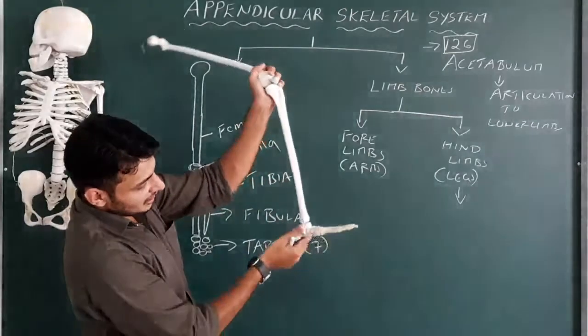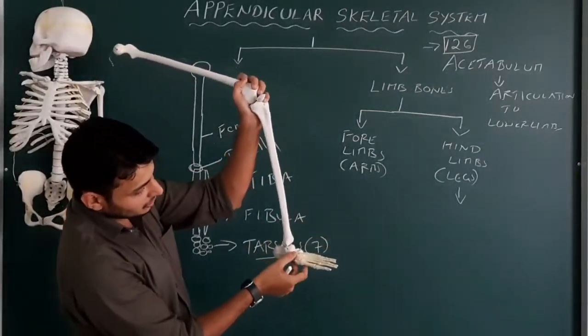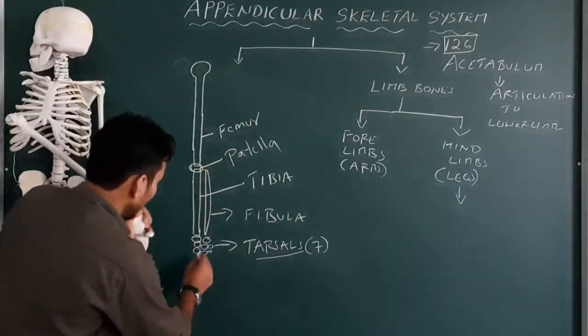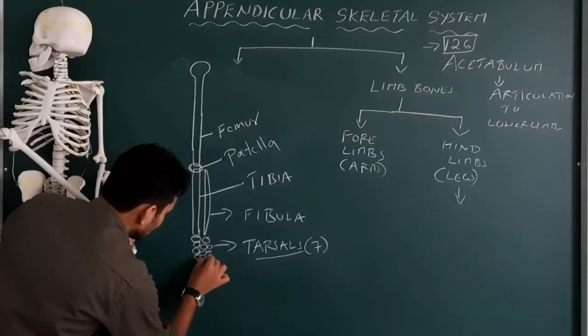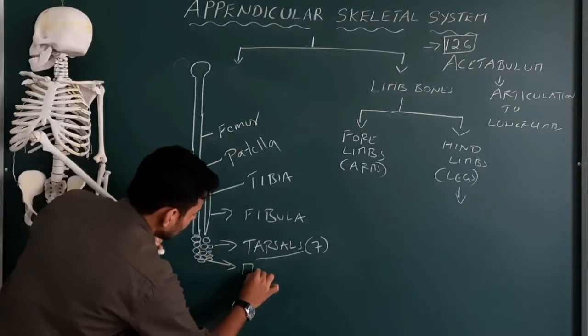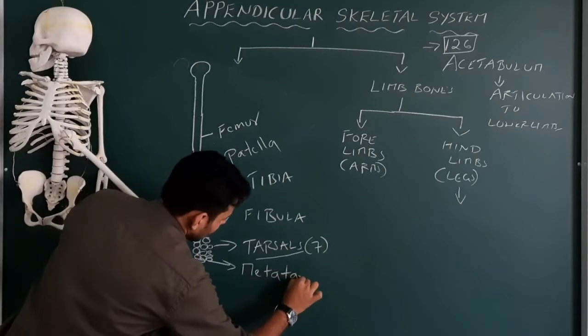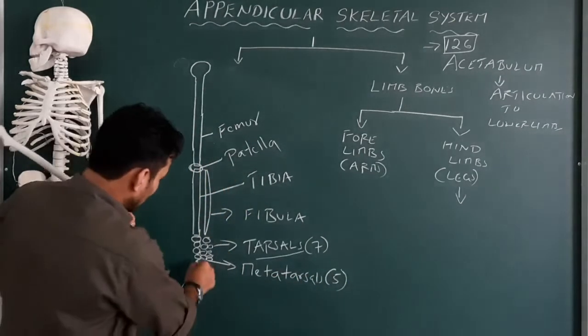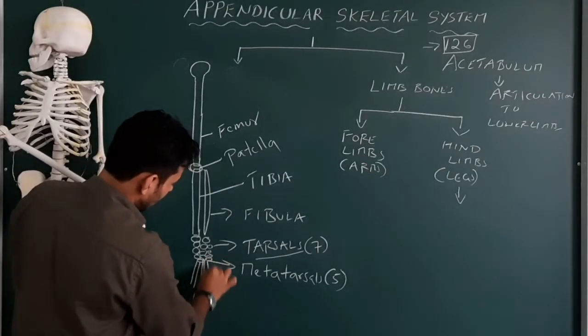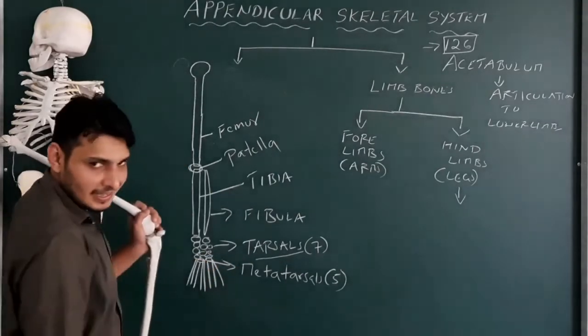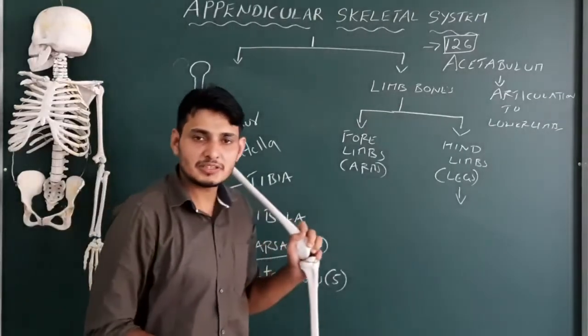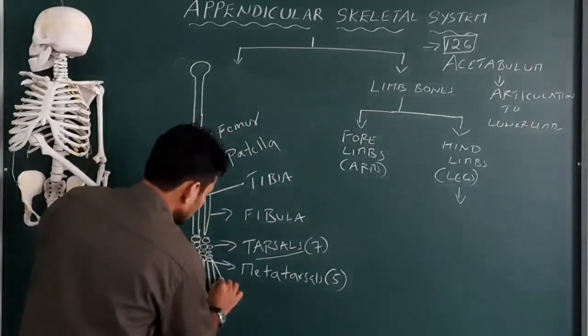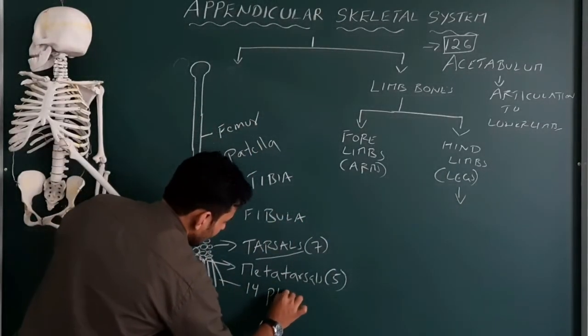Now this is called the tarsal, and the tarsals continue to 5 tiny bones, which are called metatarsals. So that is 5. And the metatarsals again form phalanges, similar to the phalanges present in the forearm. So that is 14 phalanges.